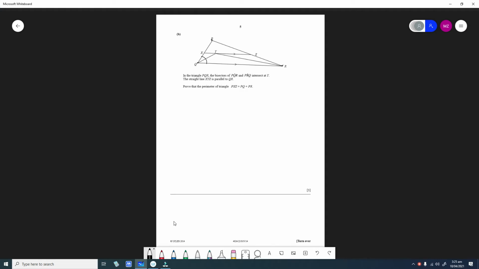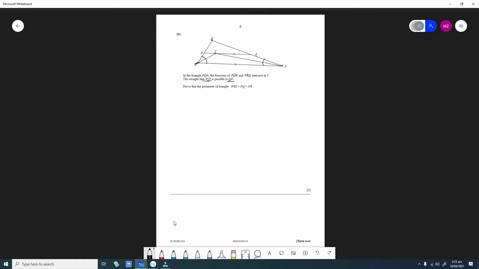And the bisector of PRQ. So this is the angle PRQ. The bisectors of these two angles intersect at point Y. This is point Y. The straight line XYZ is parallel to QR. This is the line XYZ and this is the QR line.